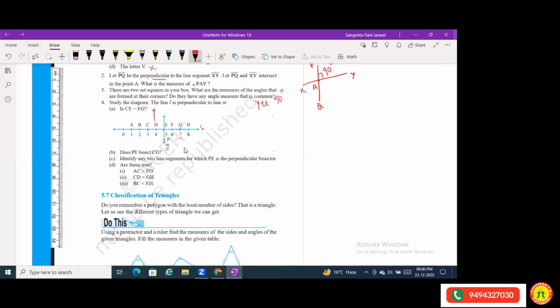See the next one. Does PE bisect CG? Now, this is P and E. Does PE bisect CG? Charvik will tell me. Bisect means what? Ma'am, bisect means crossing. Crossing means then what is intersecting?